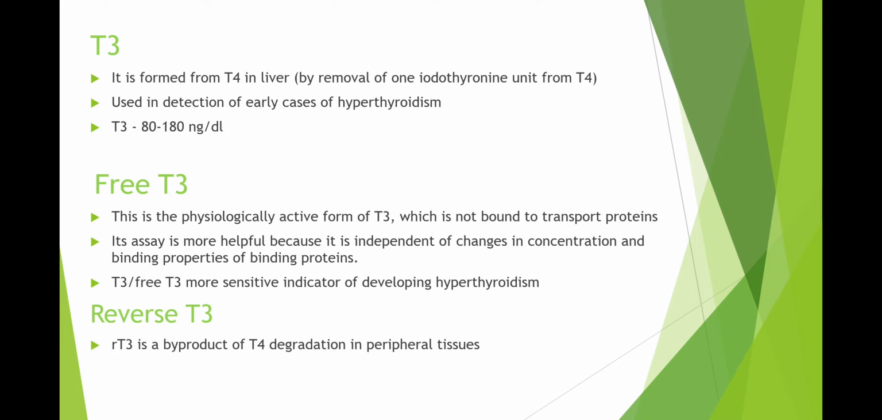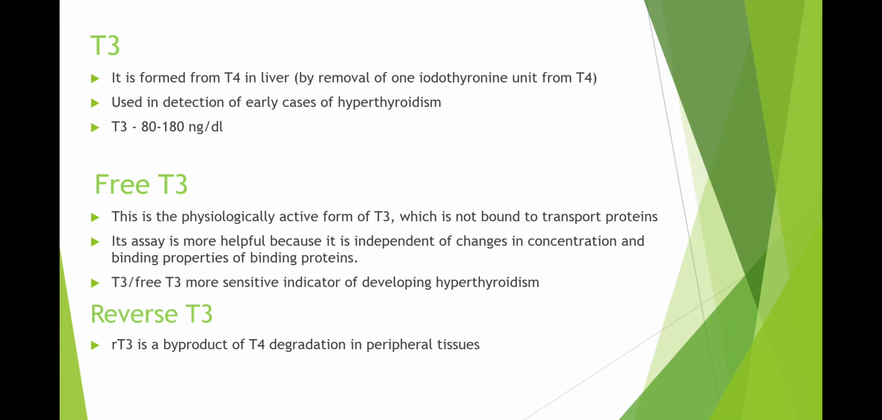Next is T3. It is formed from T4 in the liver by removal of one iodine unit from T4. This accounts for the maximum concentration of T3. It is used in the detection of early cases of hyperthyroidism. For T3, the normal range varies from 80 to 180 nanograms per dl.